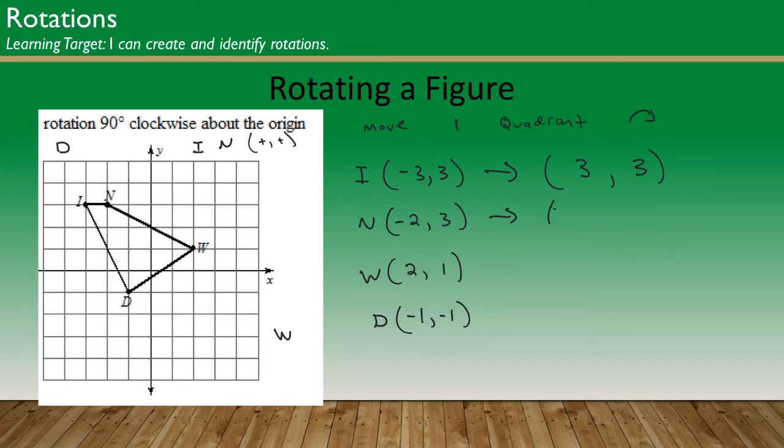N, if I swap X and Y, I get 3, 2. W, I'm going to have 1, 2. This quadrant is actually positive, negative, so that means that my 2 is going to be negative. And then D, I'm going to have a 1 and a 1. And this quadrant is actually negative, positive, so it's going to be -1, +1.